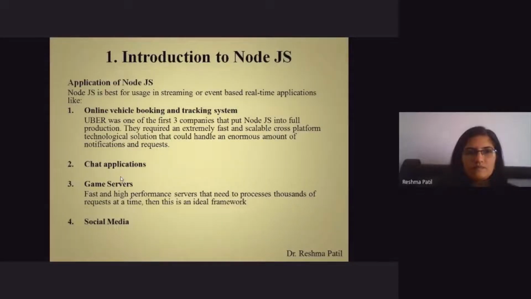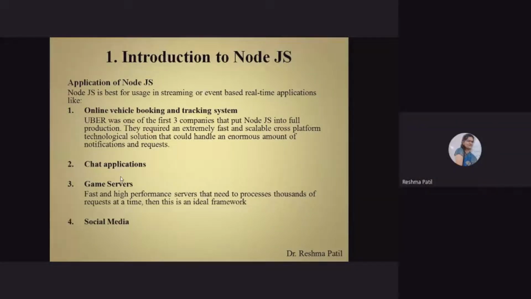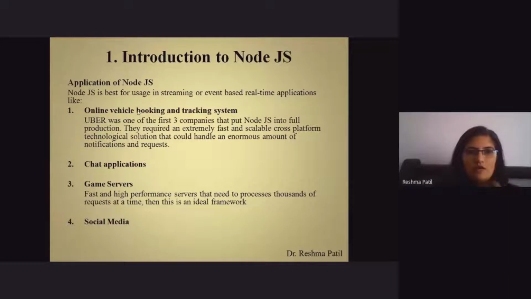Applications of Node.js. Application means where we have implemented Node.js, that is, what applications we have developed using Node.js. So it is used in online vehicle booking and tracking systems. Uber was one of the first three companies that put Node.js into full production.